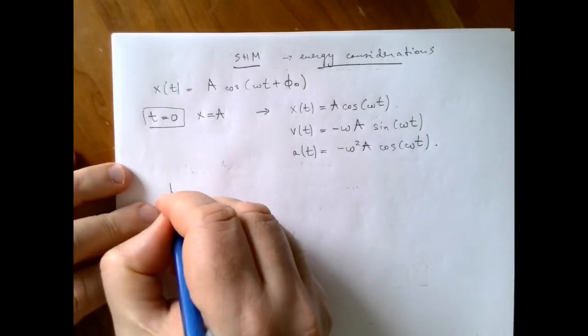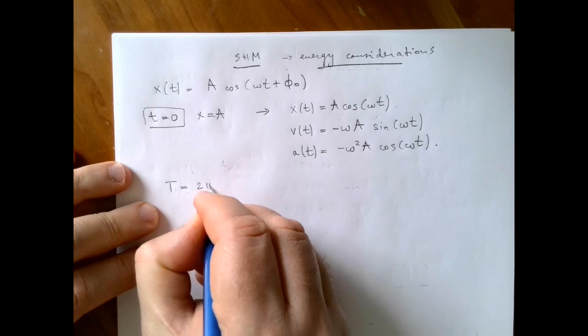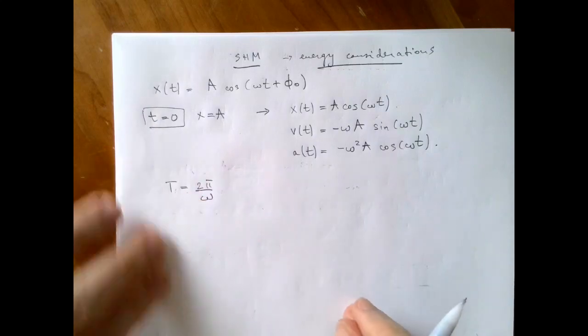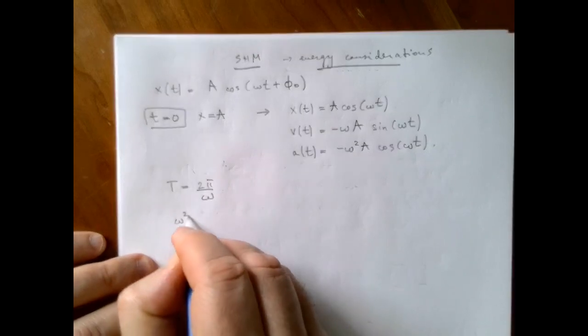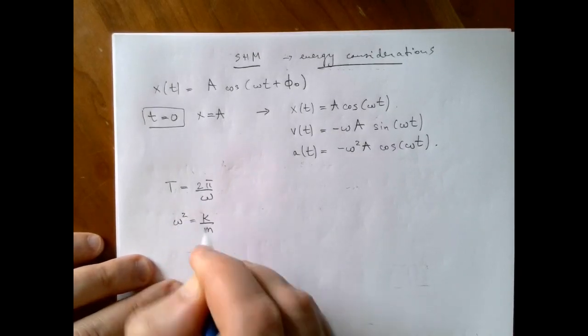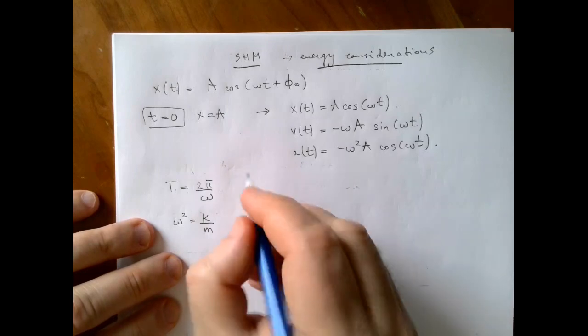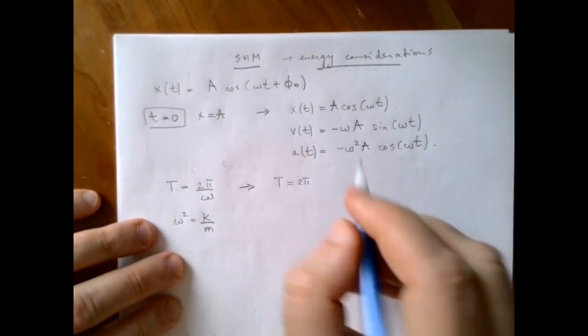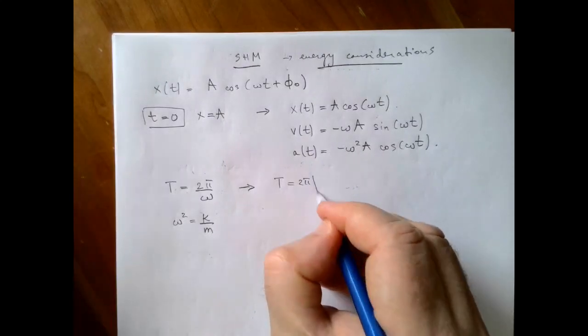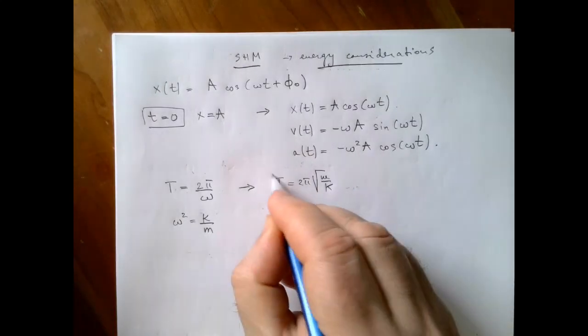We also saw that the period is 2 pi over omega, with omega squared being k over m, which means the period is 2 pi square root of m over k.